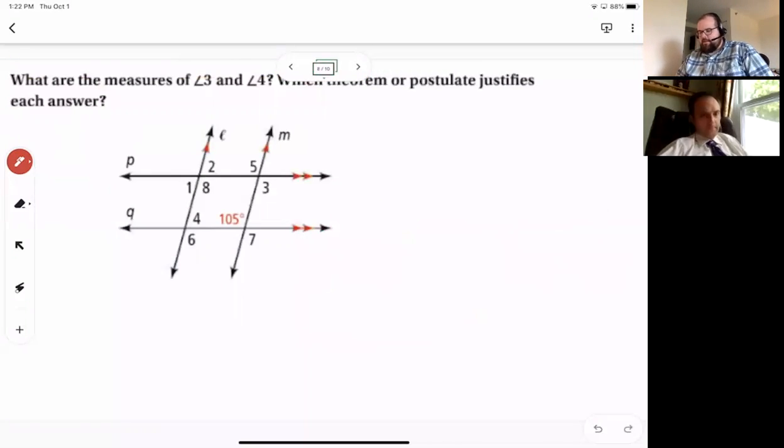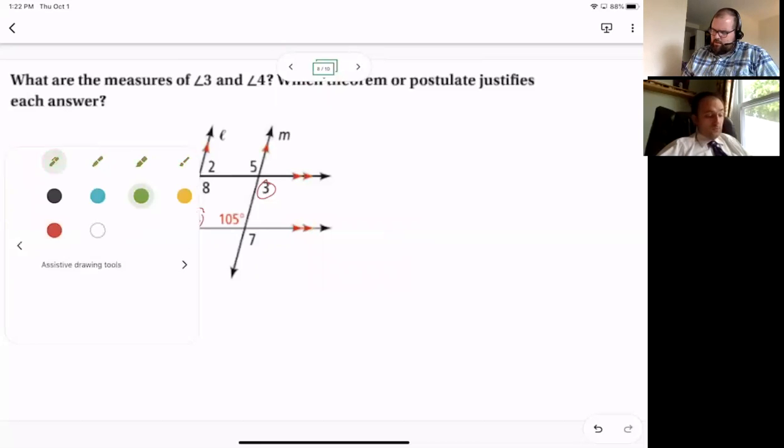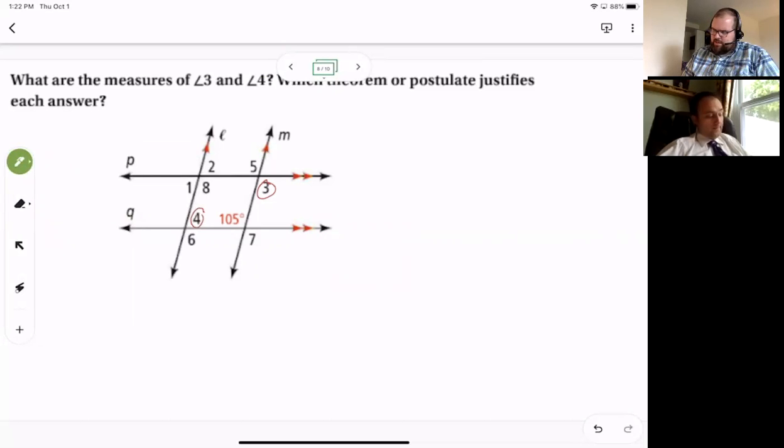What are the measures of angles 3 and 4? I'm going to find 3. I'm going to find 4. We've got 2 sets of parallel lines here. I see we've got arrows indicating that L and M are parallel, and then 2 arrows in red indicating that P and Q are parallel. I also noticed that 3 and the angle that's marked 105 appear to be alternate interior angles. Those are equal, right? They are, because we have parallel lines that are cut by a transversal.